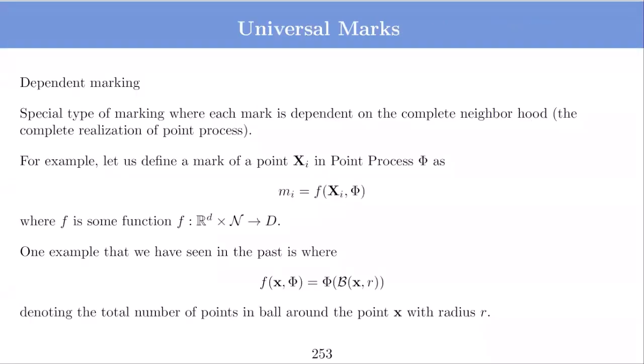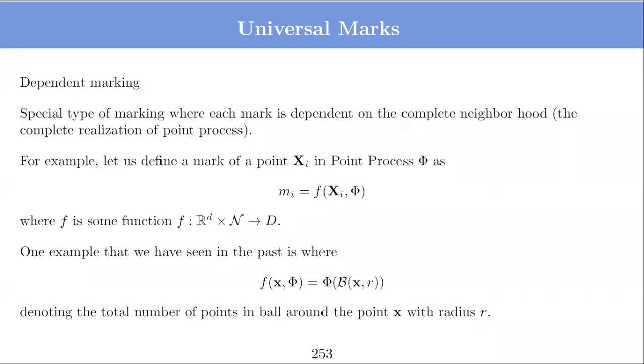So in the past, we have talked about dependent marking. It's a marking where each point is dependent on its neighborhood. Now we can extend it to a completely dependent marking, which is a special type of marking where each point is dependent completely on the complete neighborhood, right? Not just one point, but the complete neighborhood.